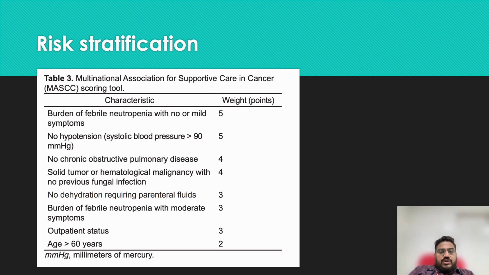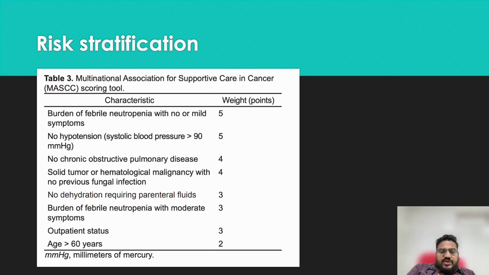In risk stratification we can use something called the Multinational Association for Supportive Care in Cancer scoring, or otherwise we can call it the MASCC tool. It takes certain weightage points like any criteria, but the one difference is that if the score is above 21, they are low risk, and as the score decreases, they have a high risk of developing neutropenic sepsis. That is the basic difference from our routine scoring system. As it is above 21, the risk is low, and as the score comes further down, the risk is high.